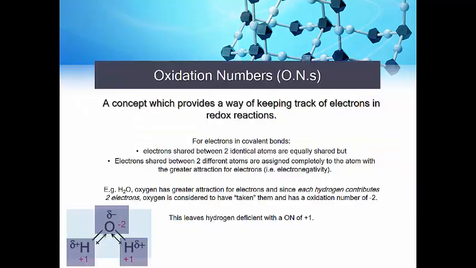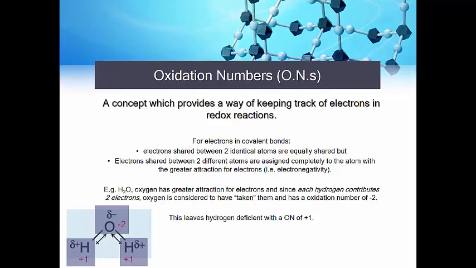So how do you know, by looking at a particular reaction, what's being oxidized and what's being reduced? What we do is count up our oxidation numbers for a particular element in a compound. It's a way of keeping track of the electrons in redox reactions. Oxidation numbers come about because electrons in a covalent bond are not equally shared between the two atoms. If you have an electronegative atom, the electrons will most likely spend more time on that particular atom.